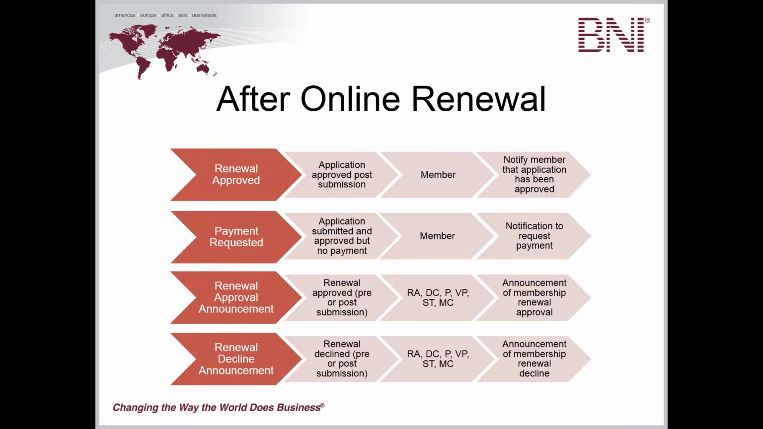And finally, we have the after the online renewal. So when a renewal has been approved, an application has been approved, then the member gets an email saying, congratulations, you've been approved. If they haven't made a payment yet and they've been approved, they'll get another email saying, okay, you've been approved, please complete your payment. Once a renewal has been approved or declined, the regional office, the director consultant, president, vice president, secretary, treasurer, and membership committee all get an announcement about that renewal or declined application.